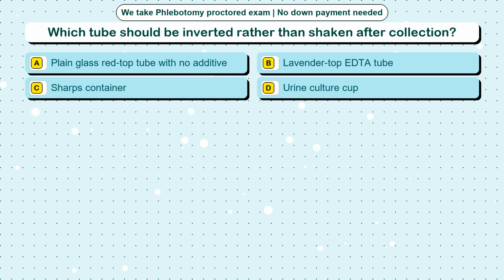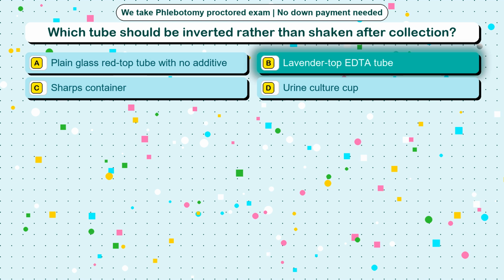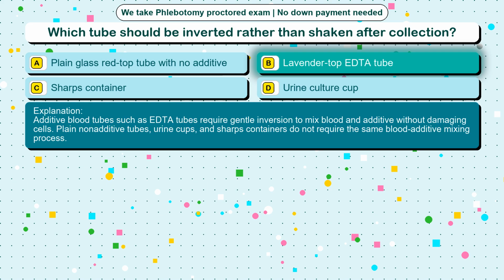Question 91. Which tube should be inverted rather than shaken after collection? Option A. Plain glass red top tube with no additive. Option B. Lavender top EDTA tube. Option C. Sharps container. Option D. Urine culture cup. The correct answer is option B. Lavender top EDTA tube. Additive blood tubes such as EDTA tubes require gentle inversion to mix blood and additive without damaging cells.